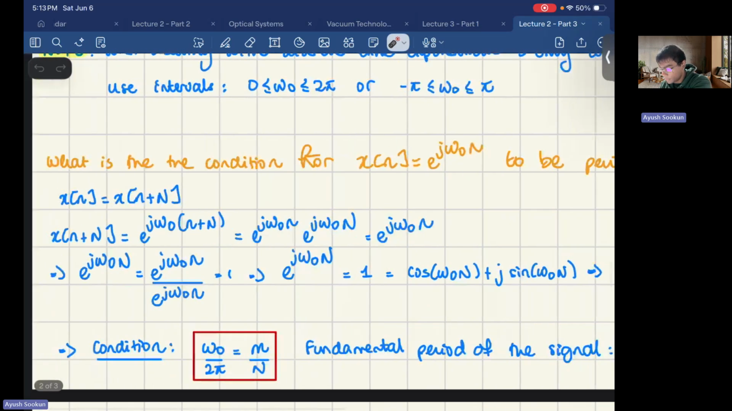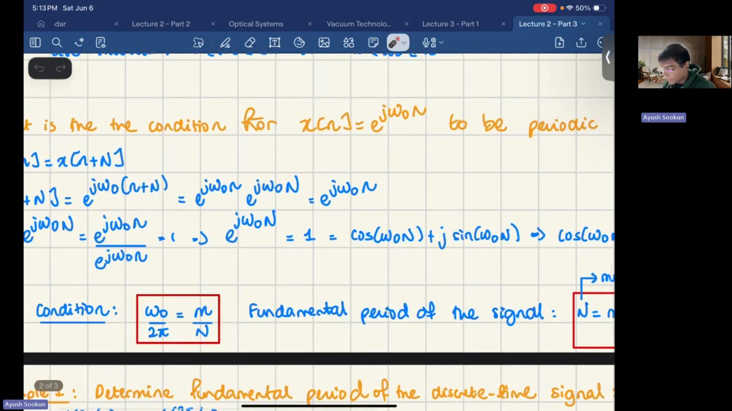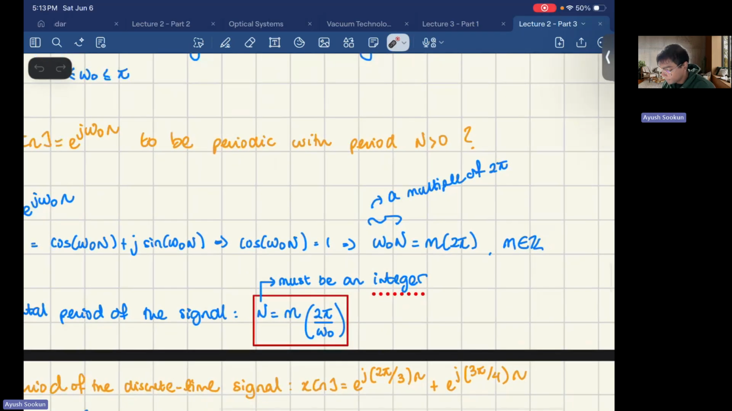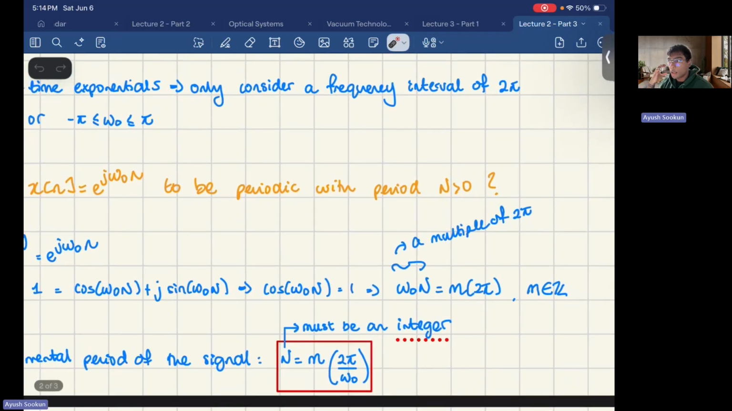Now I can rearrange this equation, and this is my condition. Omega 0 over 2 pi is equal to m over N, where m is your integer and N is your period. So for the fundamental period of the signal, N, if I isolate correctly, I get that N is equal to m times 2 pi over omega 0. But understand that we're in the discrete time domain, and your period has to be an integer. Now, before we move on, I want you to think, all right? You've got to use your brain.